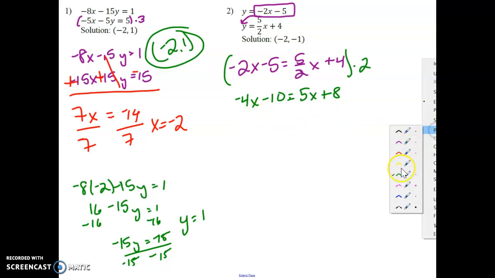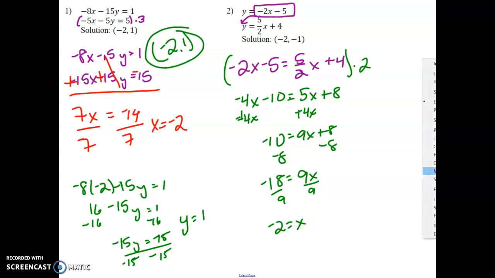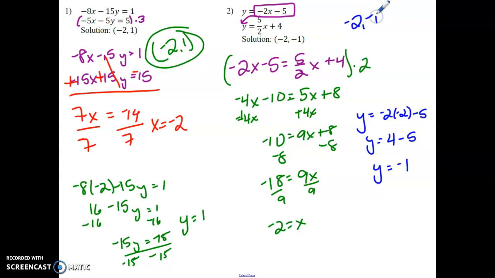So we're going to go ahead and move our x's to the same side. I'm going to add 4x to both sides to get negative 10 equals 9x plus 8. I'm going to subtract 8 from both sides to get negative 18x. Sorry, negative 18 equals 9x. And then divide by 9 on both sides to get negative 2 equals x. Last step is to plug that into either of these equations. I'm going to plug it into the first one to find my y. So y equals negative 2 times negative 2 minus 5. Negative 2 times negative 2 is positive 4. And 4 minus 5 is negative 1. So our solution is, in fact, negative 2, negative 1 for this problem.